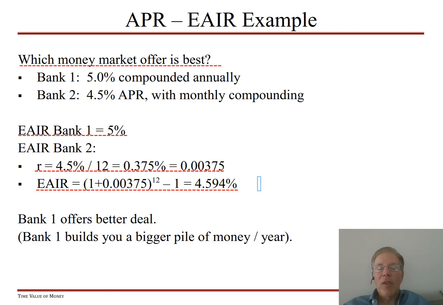Bank 1 offers us an equivalent annual interest rate of 5%. Bank 2 is giving us 4.6%. So clearly, Bank 1 offers us the better deal.